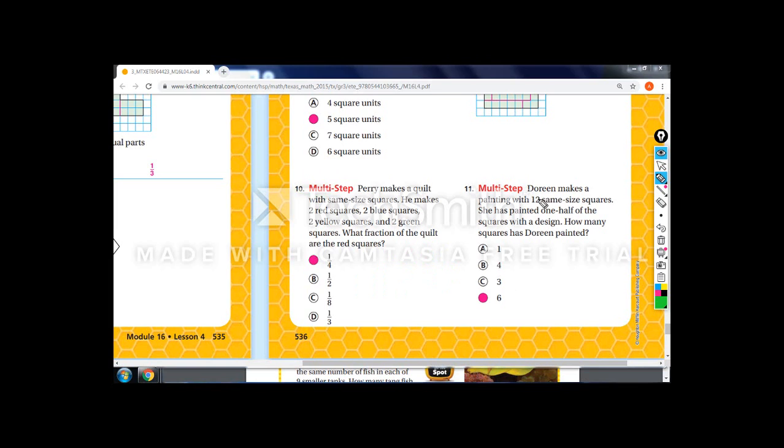The next one, Doreen makes a painting with 12 same-size squares. She painted 1/2 of the squares with a design. How many squares did Doreen paint? Well, 12 same size, half, 2, 6. Oh, you can even draw the picture. Okay? Draw the picture. You know these were painted with a design.